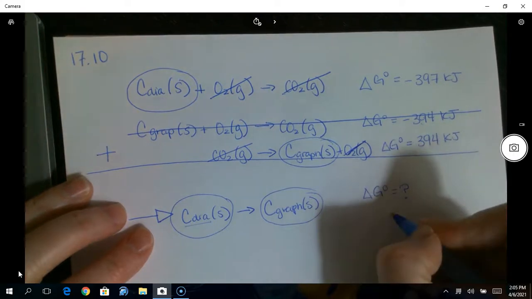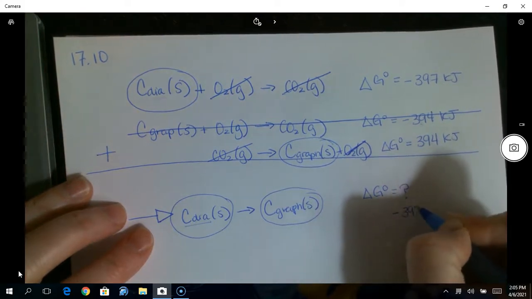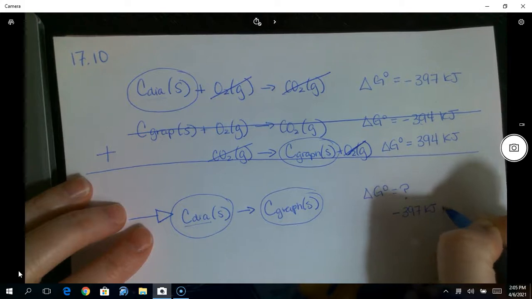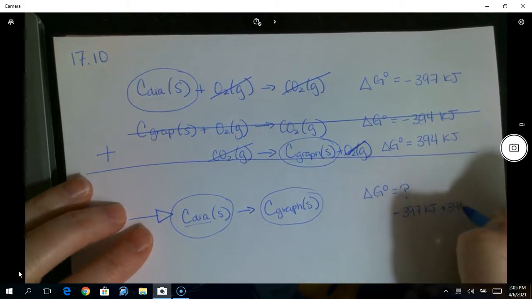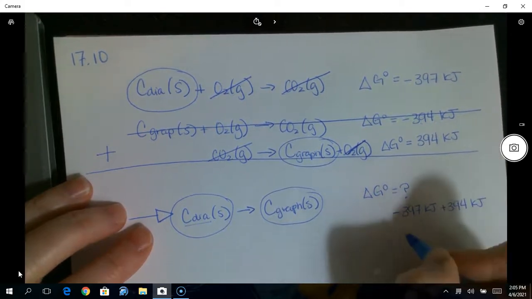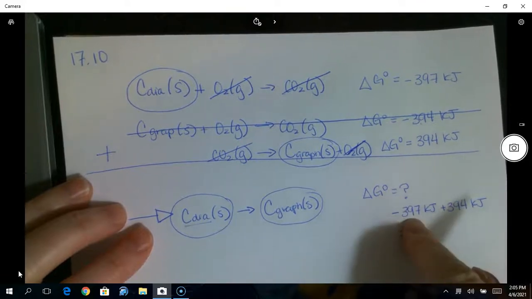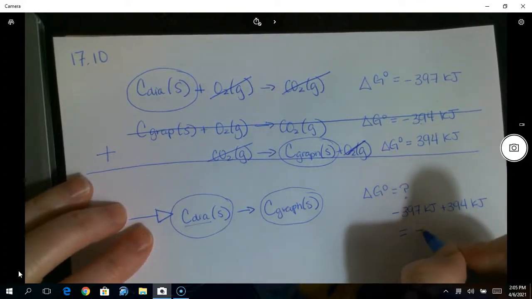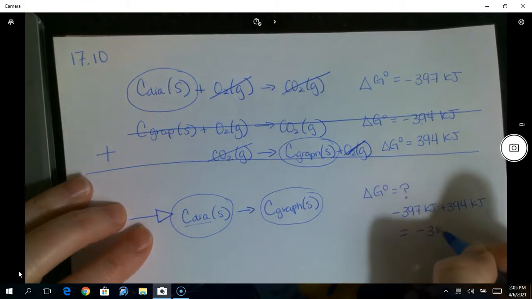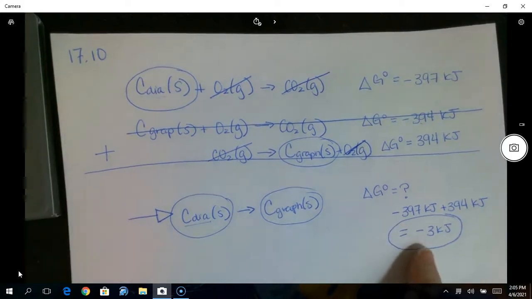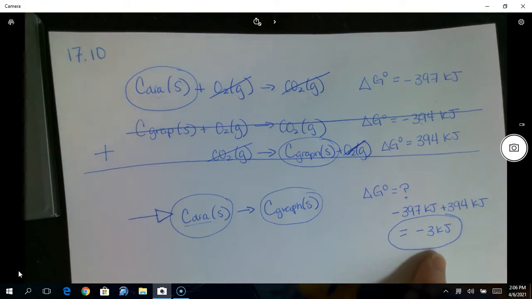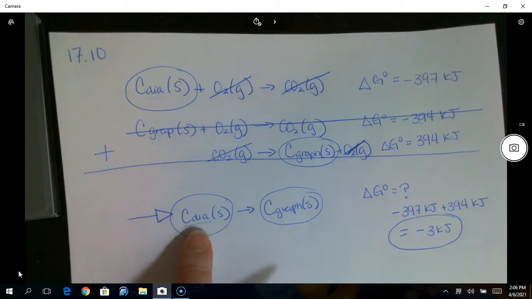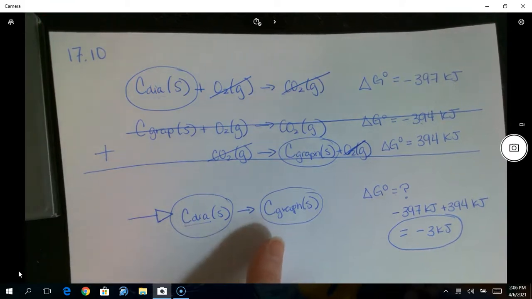So now this is going to be negative 397 kilojoules plus positive 394 kilojoules. So overall, this is going to have negative 3 kilojoules Gibbs free energy for this reaction. Now you might be saying, oh my gosh, if this has a negative Gibbs free energy change, then this is a spontaneous reaction. So diamonds will spontaneously form graphite.